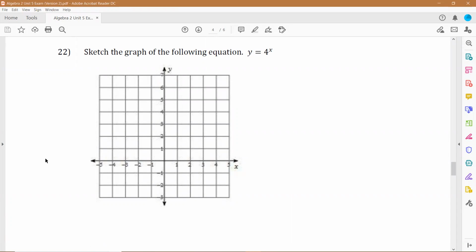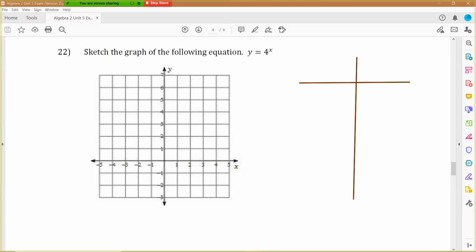Question 22, we're going to sketch the graph of the following equation, y equals 4 to the x power. We always use the same 5 values when we have exponential equations. We're always using -2, -1, 0, 1, and 2. So what that means is in my calculator, I'm looking at this. In this case, it's a fairly simple exponential equation. 4, caret key, whatever number you're trying to type in.